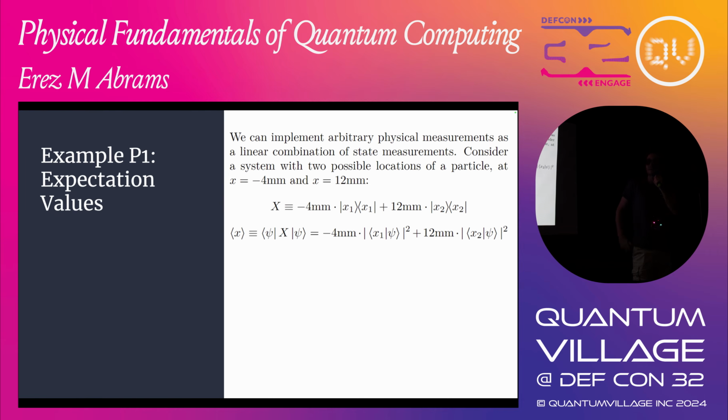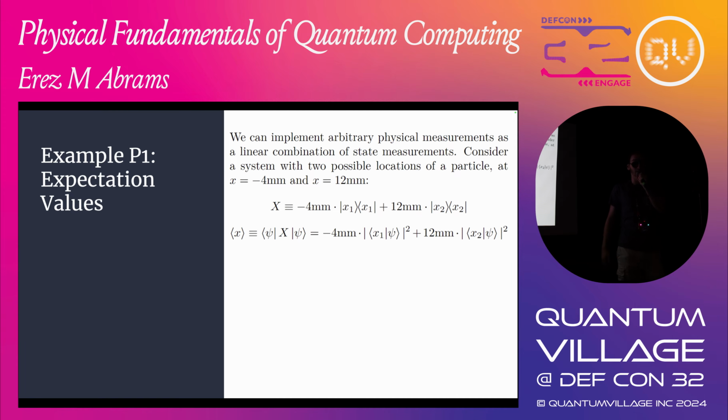Fine. So now we're going to talk a bit about measurement. So we can implement arbitrary physical measurements as a linear combination of state measurements. And we can do this by decomposing: if we have various states that we know the measurement in, and these states form a basis, then we can form a linear combination of those with respect to the measurement quantity that we want and get out a result. So I'm going to demonstrate that here.